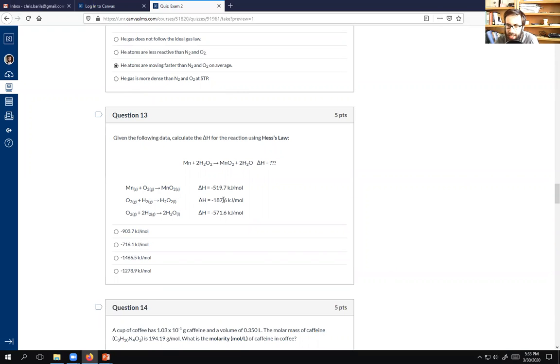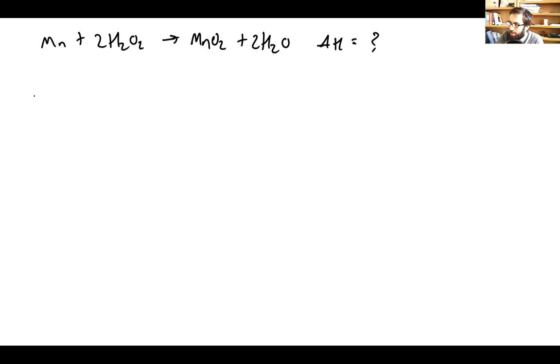Given the following data, calculate the delta H for the reaction using Hess's law, okay? All right, so people had some problems on this one. I'm gonna get some more whiteboard space here and show you what we start out with. I'm just gonna write down what we are asked for. We're asked for the delta H. Remember, Hess's law is basically we're trying to add up individual reactions to give a reaction that's an unknown. So we're trying to calculate the delta H for that.